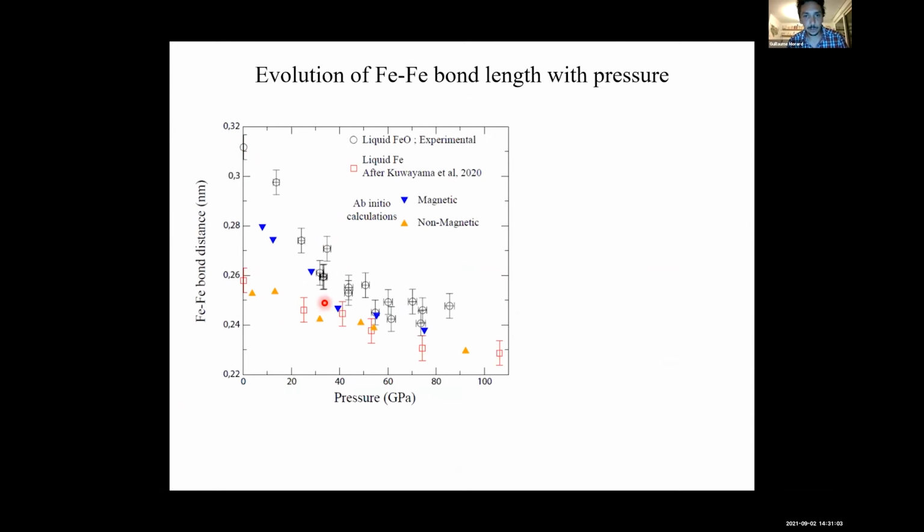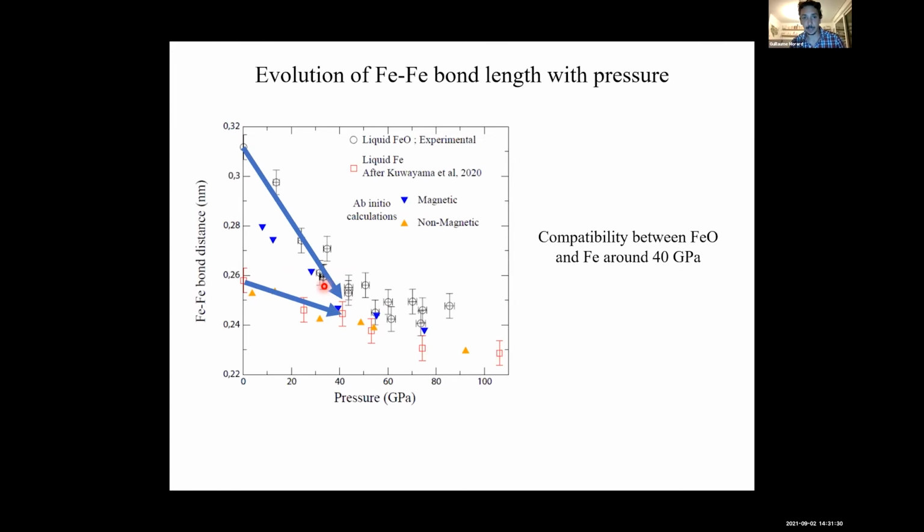So you have the ab initio. You see here at low pressure, the Fe-Fe is close to the magnetic one, and the non-magnetic is very similar to the Fe-Fe. And around 40 GPa, you have both structures that start to be compatible. You have quite similar, not the same. Of course, still a bit of, within the error, it's quite compatible between the FeO and Fe.